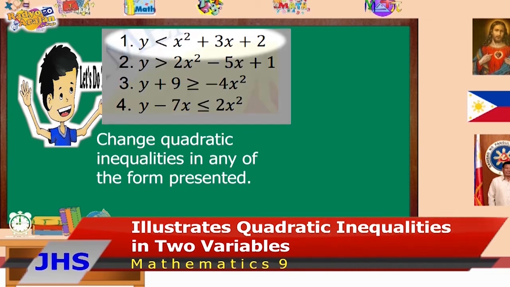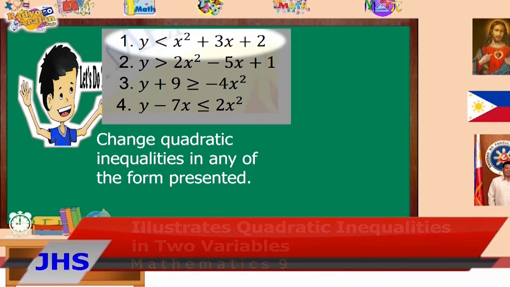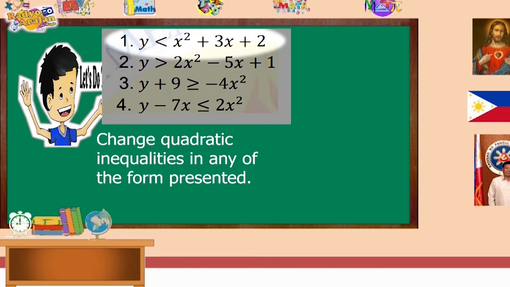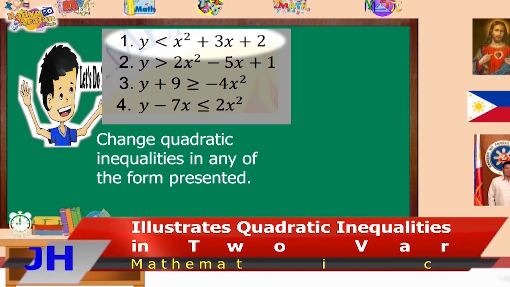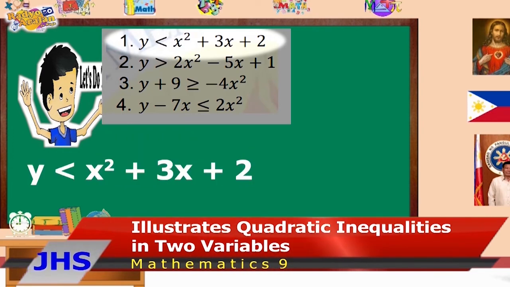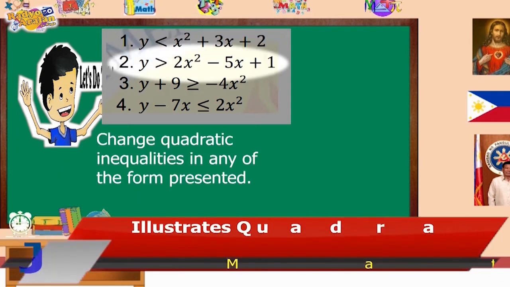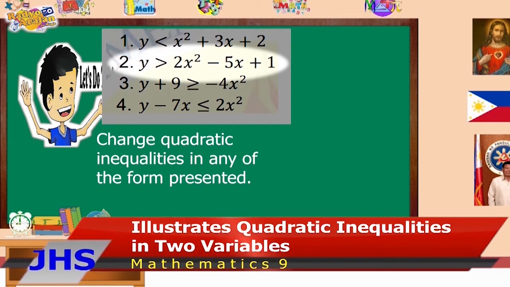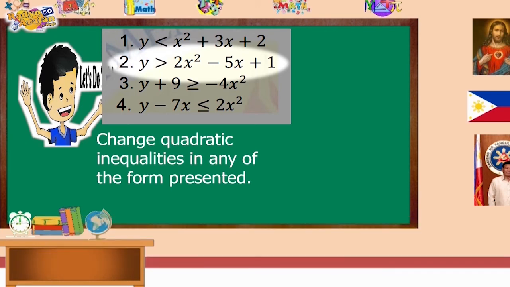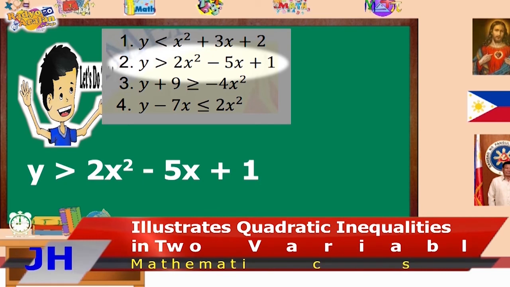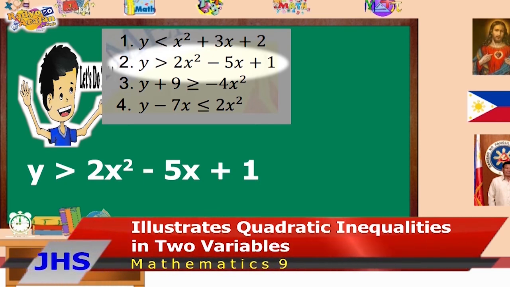Number 1 is y is less than x squared plus 3x plus 2. The answer is y is less than x squared plus 3x plus 2. Number 2. Y is greater than 2x squared minus 5x plus 1. Again, y is greater than 2x squared minus 5x plus 1. The answer is y is greater than 2x squared minus 5x plus 1.